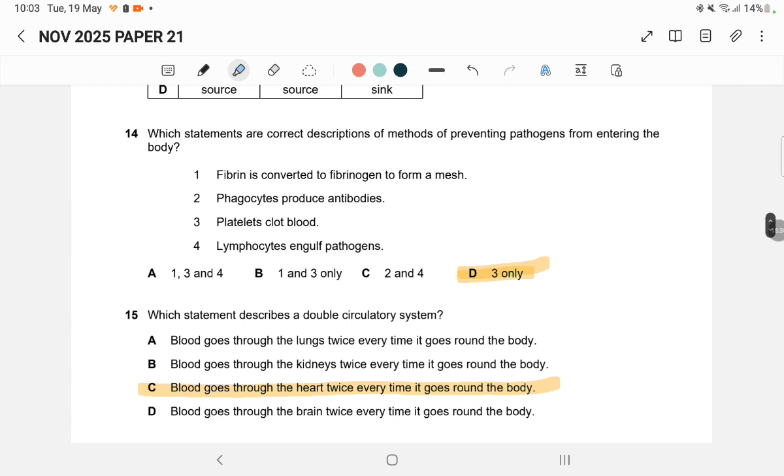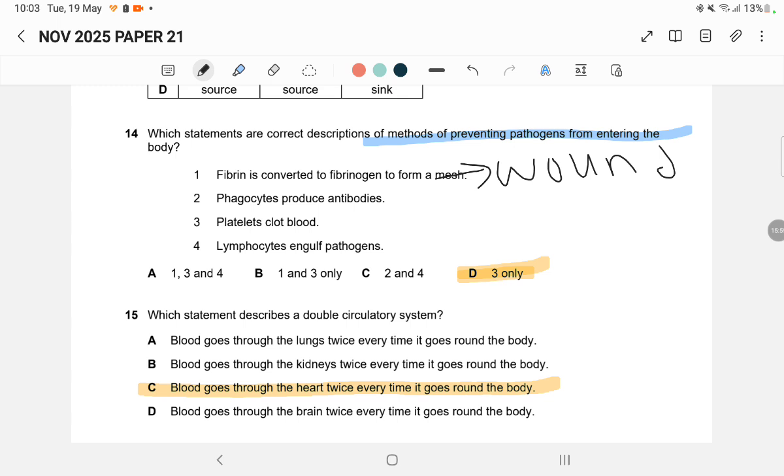14. Which statements are correct descriptions of methods of preventing pathogens from entering the body? It's telling you here platelets clot blood. Of course, fibrinogen is converted to fibrin to form a mesh when there is a wound, and that is not the case here. Phagocytes produce antibodies, but this information also does not relate to the question. It's telling you preventing pathogens from entering the body. I want to prevent them from entering the body.